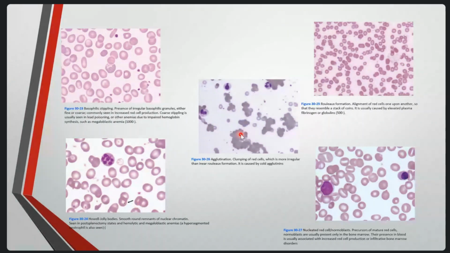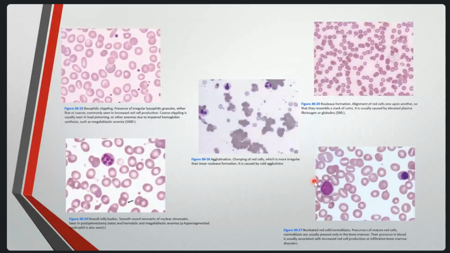This is agglutination of your red blood cells, in comparison to rouleaux formation. Actually, this is not yet quite rouleaux, only up to 2 to 3 red blood cells. But in some cases, you will see up to 5 or more stacking of RBCs. That is how to differentiate rouleaux from agglutination.